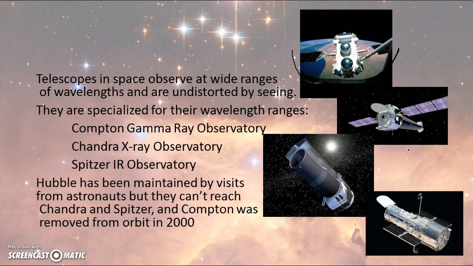And then we have Hubble. You guys have all heard about Hubble. Now, Hubble is up there to detect visible light. But Hubble has been maintained by visits from astronauts. So they go up and they fix the mirrors and they fix the lens. They fix anything that's wrong. But the astronauts can't reach the Chandra or the Spitzer. And the Compton was actually removed from orbit in 2000, so they can't do any extra work on that.